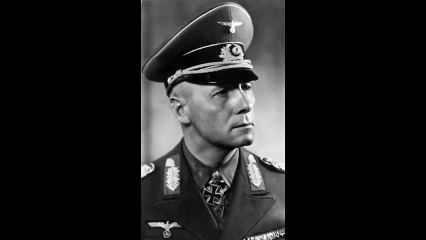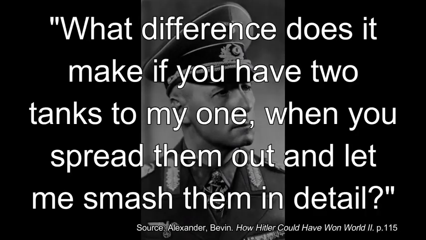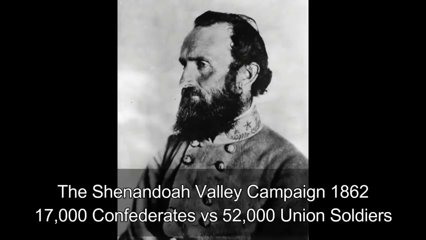Rommel, in the North African campaign, would always mass his tanks when fighting the British. He once remarked to a captured British officer, "What difference does it make if you have 2 tanks to my 1 when you spread them out and let me smash them in detail?" And General Stonewall Jackson in 1862 was able to fight off 3 Union armies totaling 52,000 men with only an army of 17,000. And if you want to see how he did that, you can click here for that video.